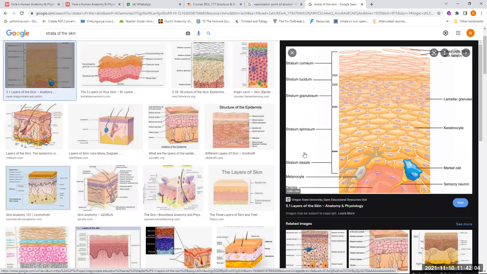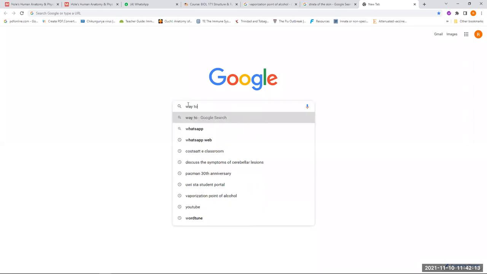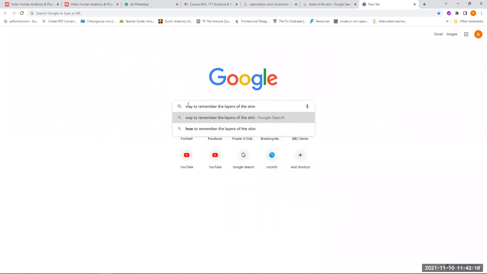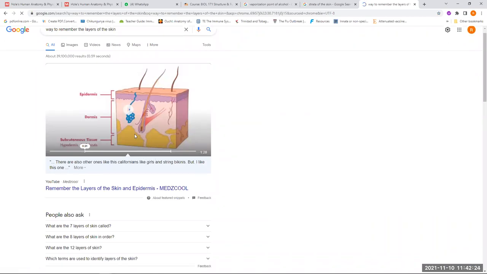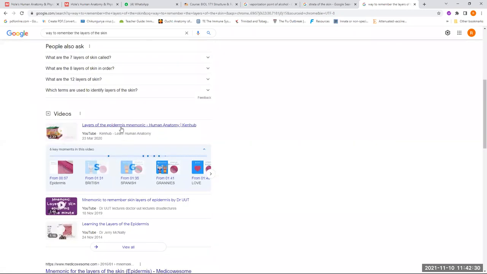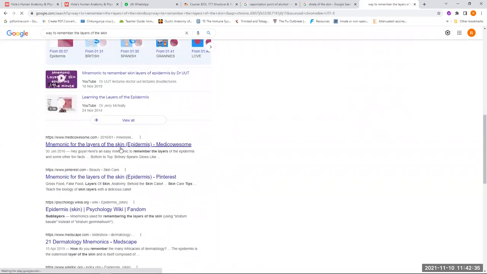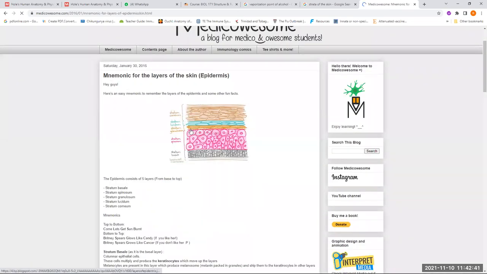But for the purpose, in terms of the skin layers, do take note of these five: corneum, lucidum, granulosum, spinosum, and basale. Is there a way to remember it? Anybody? When in doubt, Google it out. Way to remember the layers of the skin. The five. But I want the mnemonic. Oh, they do have one. Right, so mnemonic of the layers of the skin. Let's just look at what they have. So the corneum, lucidum, granulosum, spinosum, and basale. Right?